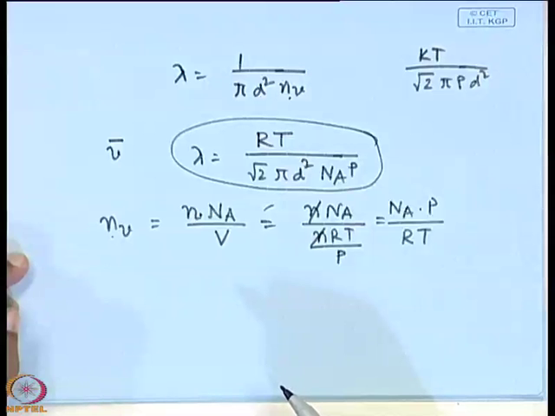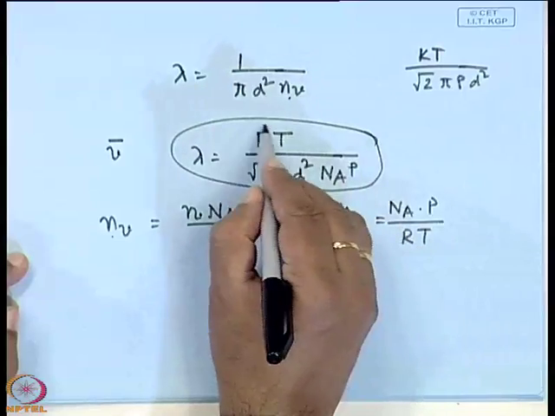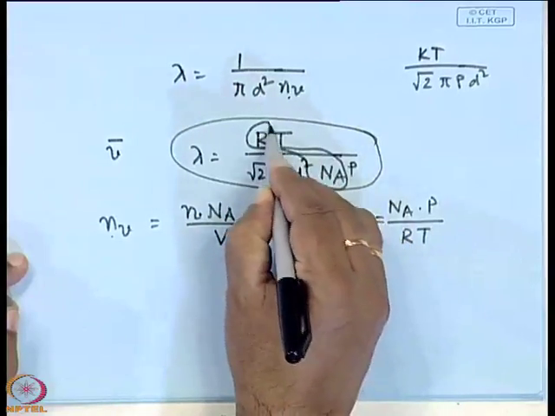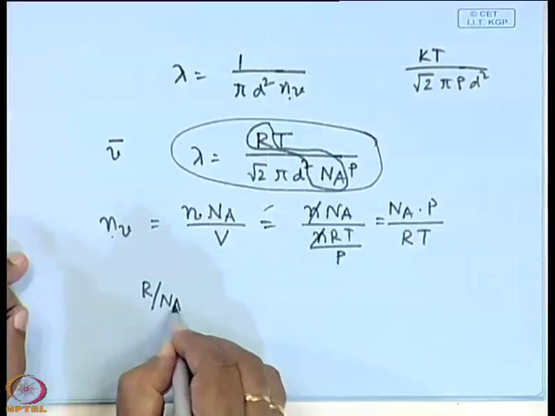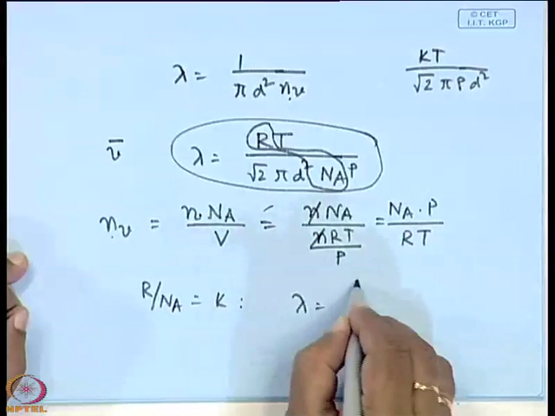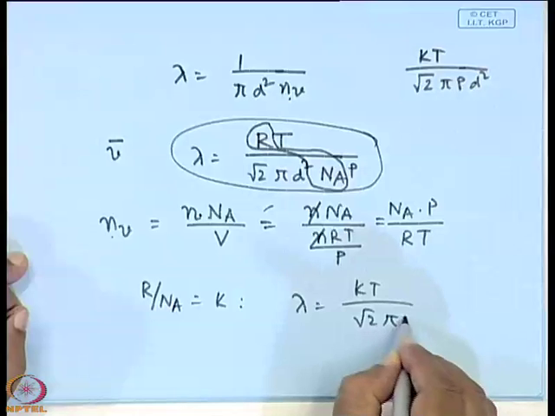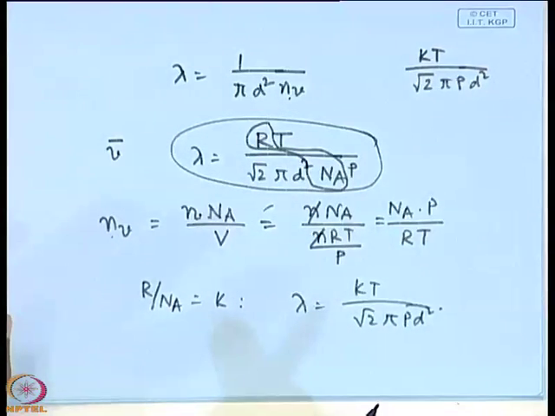R by n a equals k. So lambda is equal to k t by root 2 pi p d square. I will not ask you in the exam to deduce it, I am just giving you the confidence that the expressions are true, and it is not a very complicated thing. It comes mainly from the kinetic theory of gas, using Avogadro's hypothesis and related equations.